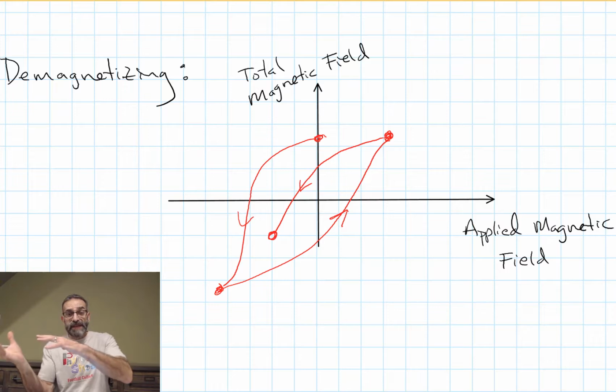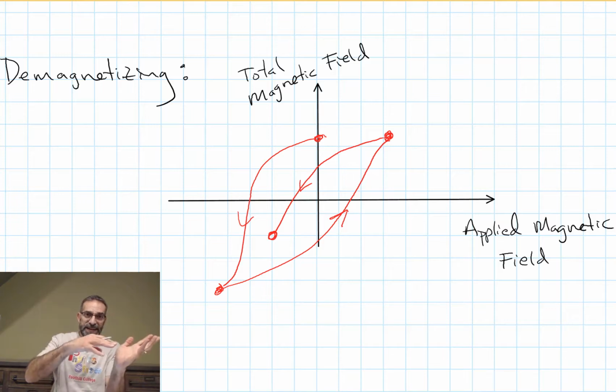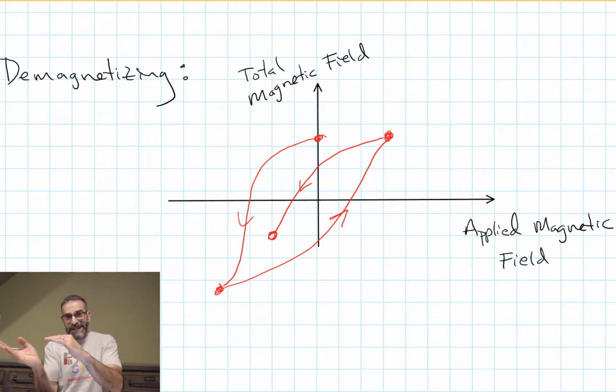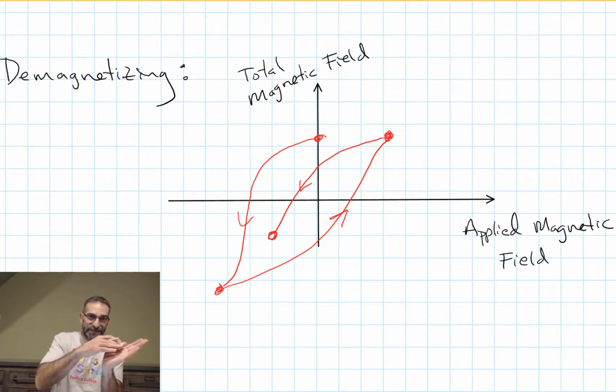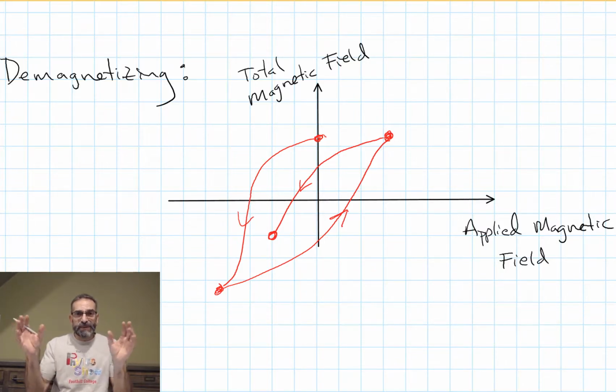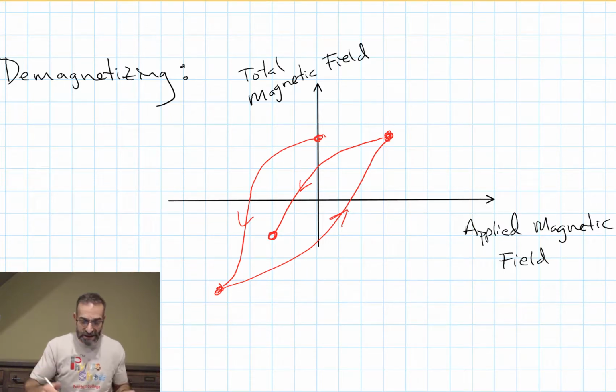We cause a whole bunch to flip, then let's say we cause 10 to flip this way, then we cause 8 to flip this way, then we cause 6 to flip this way, then we cause 4 to flip that way. Each time we reduce the number that flip, and when we're all done, what are we left with? Randomly oriented domains, no permanent magnetism.